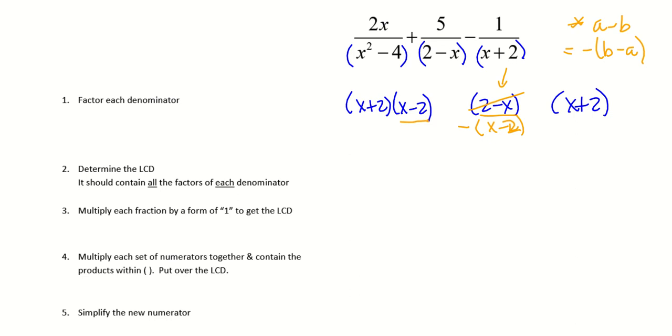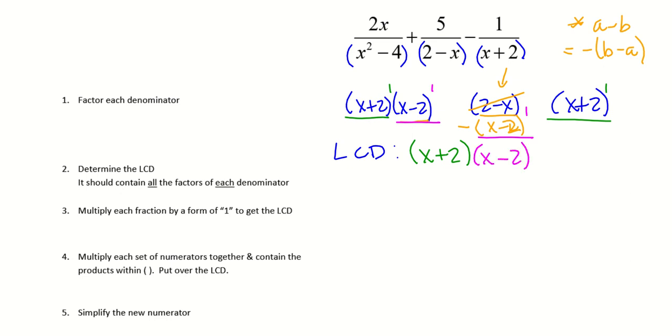So now when we build our LCD, it is going to be made up of any factors that are common. So if I look in here, right, x plus 2 is a common factor between two of my denominators. The largest power I have of x plus 2 is x plus 2 to the 1. So I'm going to take an x plus 2. Right? And then I have a common factor now of x minus 2. And again, the largest power I have is to the first, so I'm going to take an x minus 2. Right? And I also have the negative.